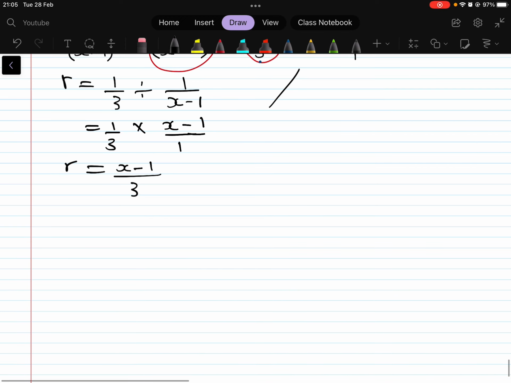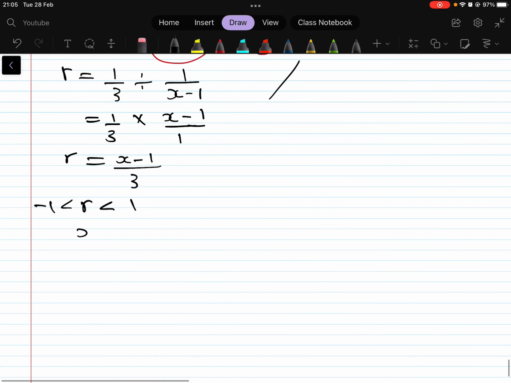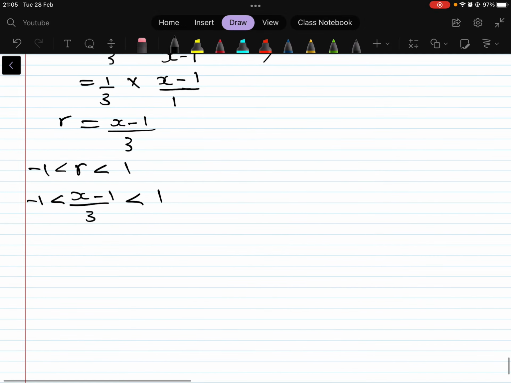Once you have your r, you can come back to -1 and 1, and x minus 1 over 3 is what your r is. So multiply throughout by 3, you get -3 on that side, in the middle you're left with x minus 1, and 3 on the other side. Now, what is the solution? Just add 1 to both sides. 1 minus 3 is -2, and 3 plus 1 is 4. So that is your conclusion.